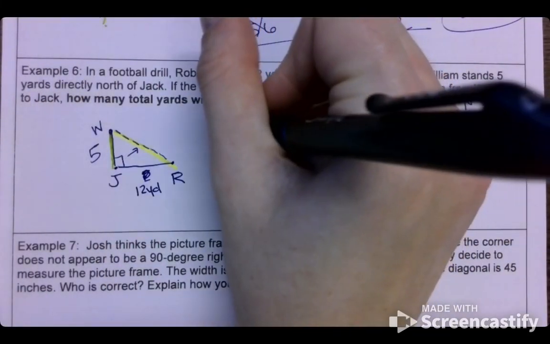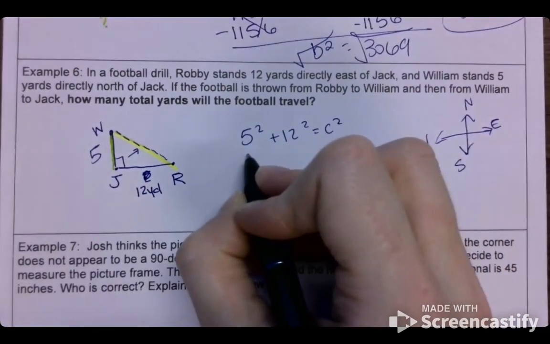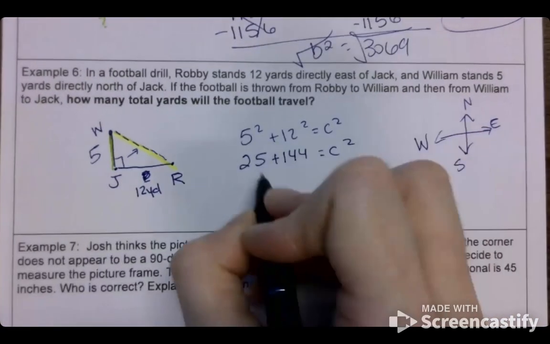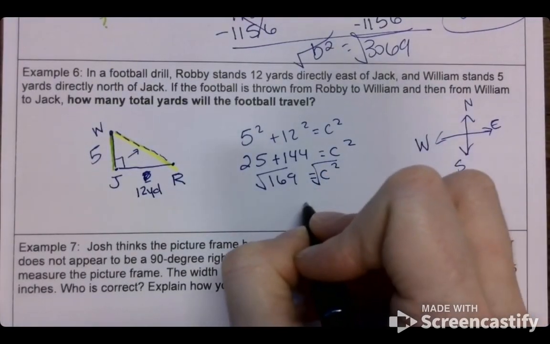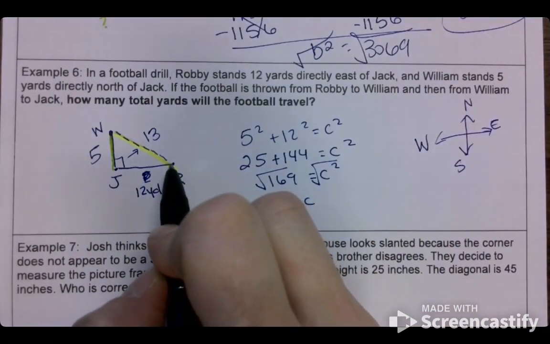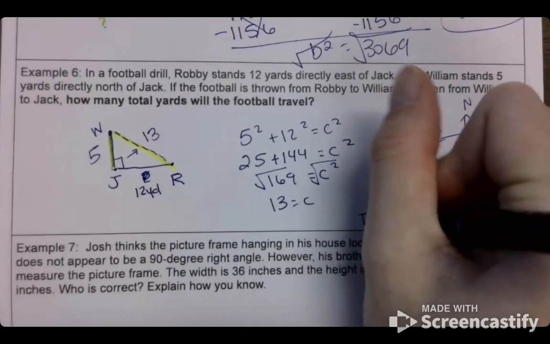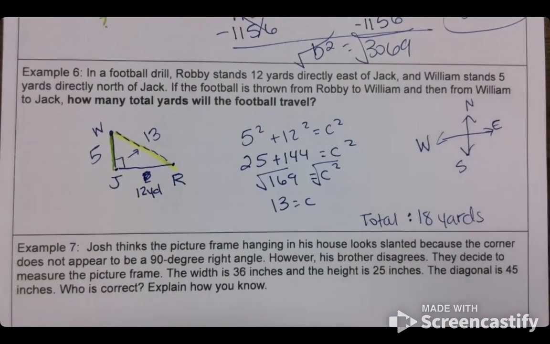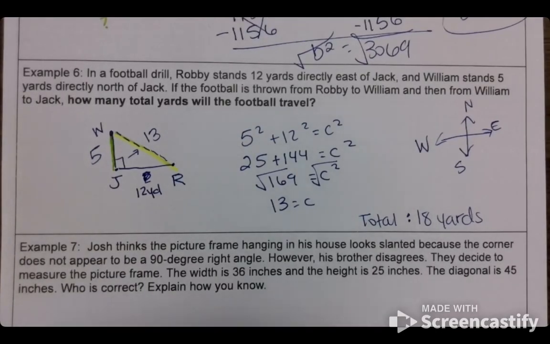I'm finding my hypotenuse. So I have 5 squared plus 12 squared equals c squared. Hopefully you figured out, wow, we've done that problem before, Miss Sherman. This is actually called a Pythagorean triple. Anytime you end up with whole numbers like this, that's what that's called. So this is 13. So they want to go from Robbie to William and then William to Jack. So our total passed yards is actually 18. You had to use what you found to solve for the actual question.